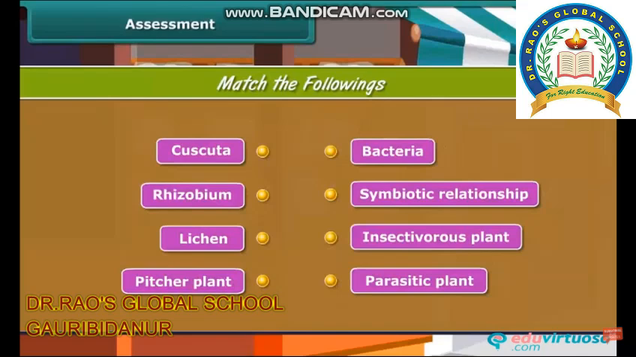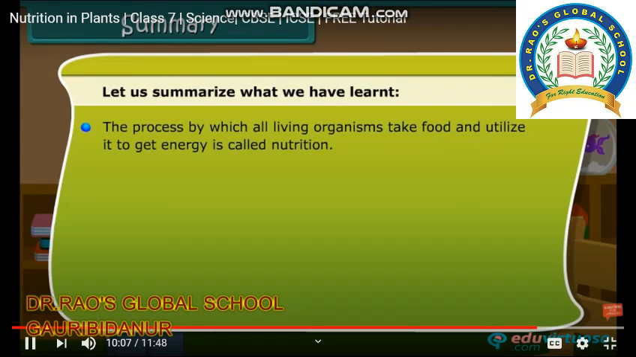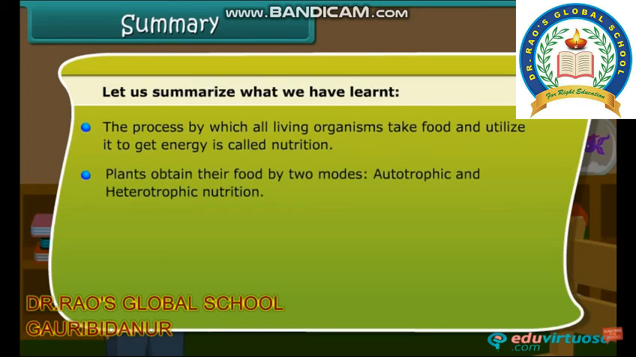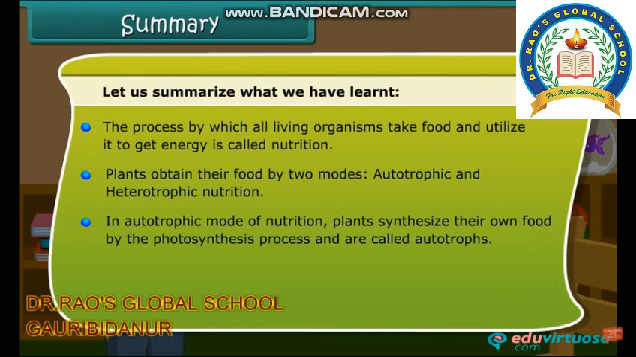Friends, now it's time to have some fun. Just check your understanding by matching the following. Taking food and utilizing it to get energy is called nutrition. Plants obtain their food by two modes, autotrophic and heterotrophic nutrition. In autotrophic mode of nutrition, plants synthesize their own food by the photosynthesis process and are called autotrophs.